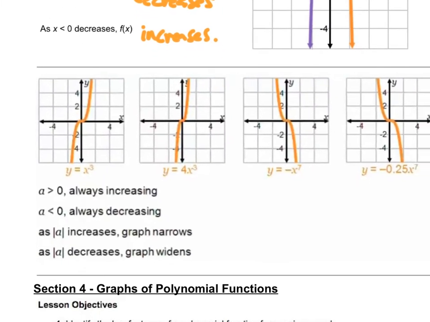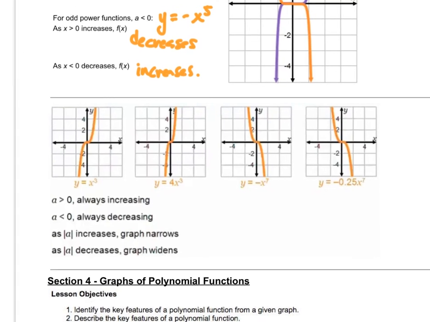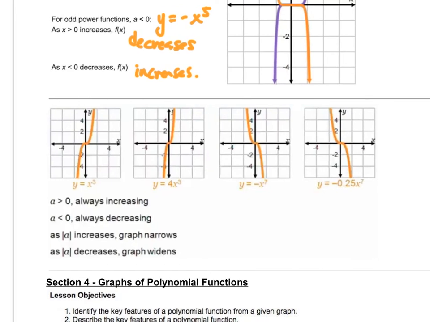All right, the next one gives us a few examples. What it says here is that if your leading coefficient is positive, then your function is always increasing. It's always going up this way. If your leading coefficient is negative, like I have here, then the graph is always decreasing. It's always going down. If the leading coefficient is big, then the graph narrows. It gets really narrow. If the leading coefficient is small, then the graph gets wide.